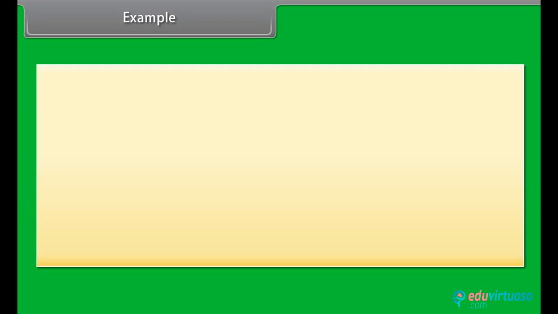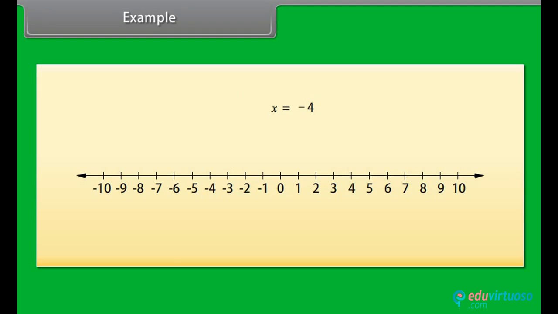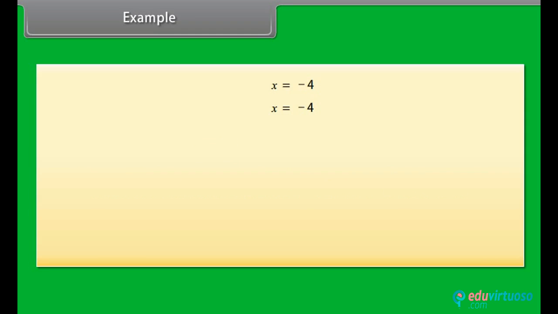Example. Let's now solve this equation and represent the solutions on the number line and on the Cartesian plane. This equation can also be written as 2x minus x is equal to minus 3 minus 1. By solving this, we get x as minus 4, equation 1. Now let's see where it lies on the number line. Here it is.